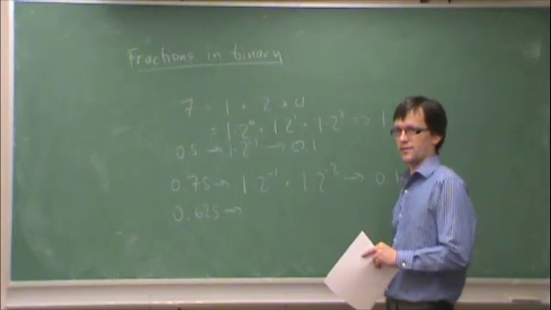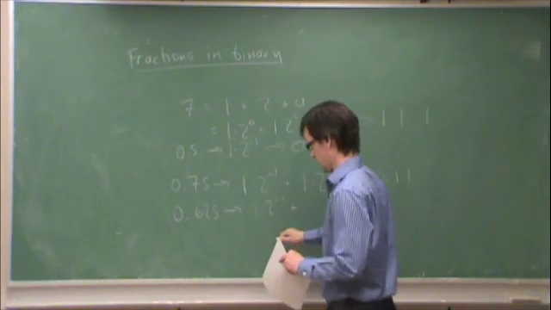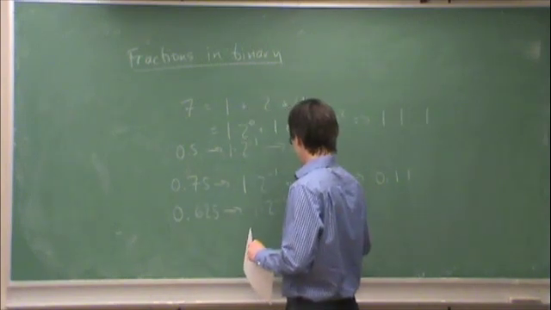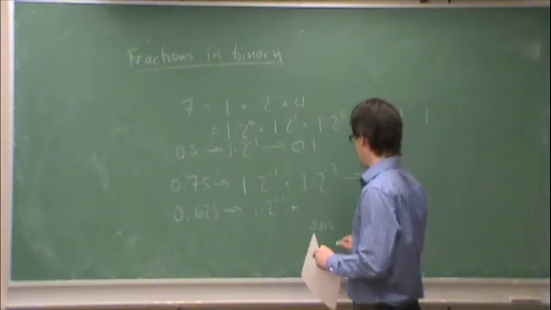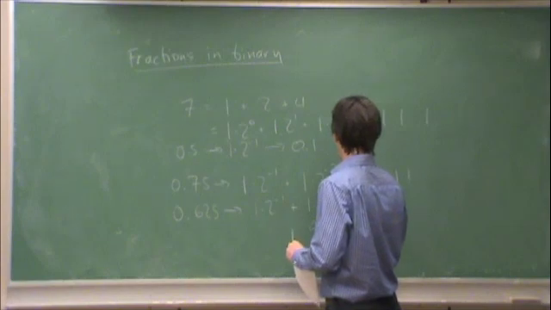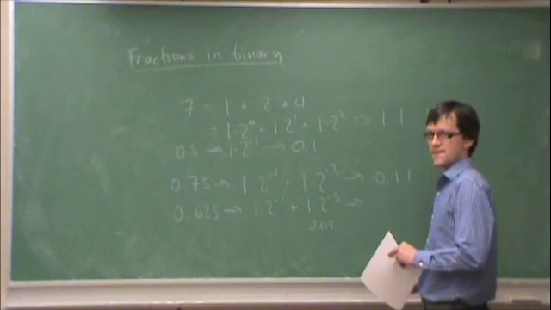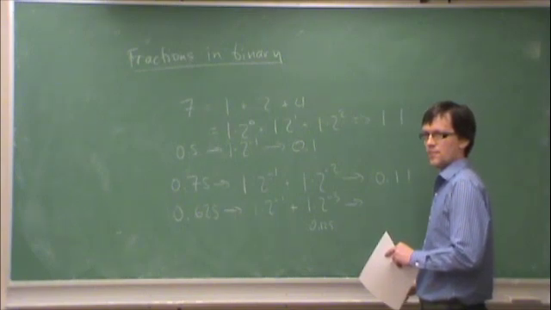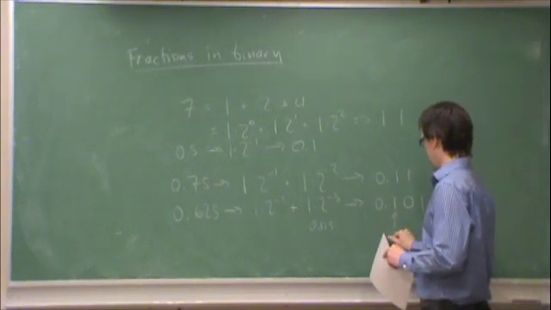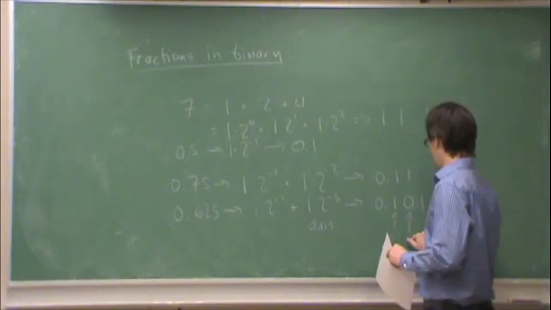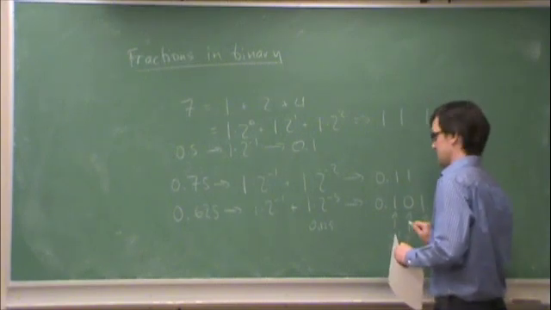How would we start that? That's 1 times 2 to the minus 1 plus what's left over, which is 0.125, which is 1 times 2 to the minus 3. So what's my binary representation? 0.101. So if you like, this is the 2 to the minus 1 place. This is the 2 to the minus 2 place. This is the 2 to the minus 3 place.